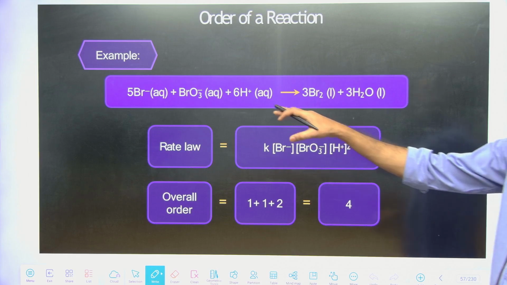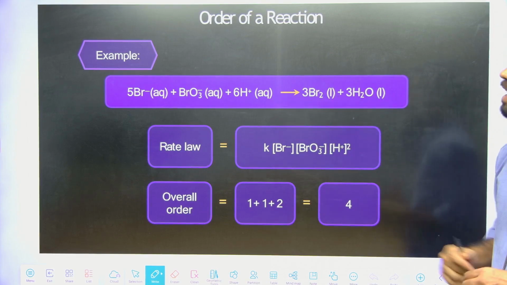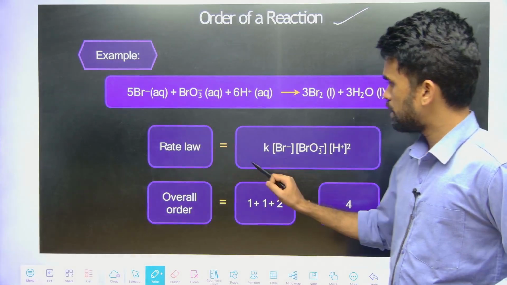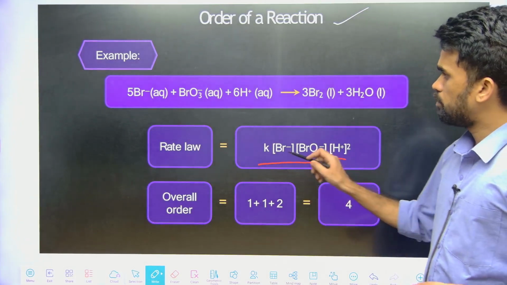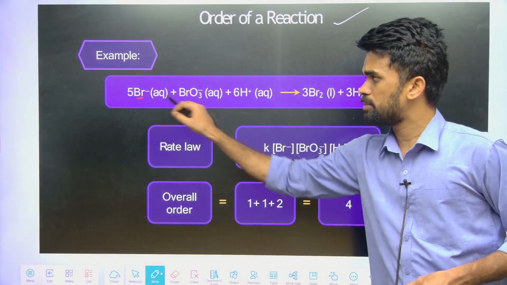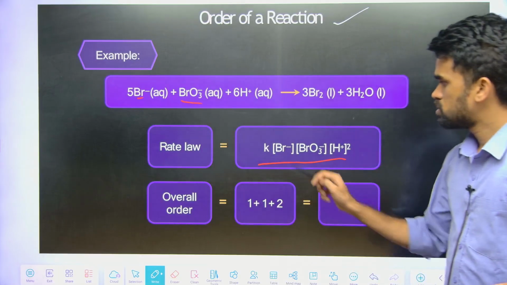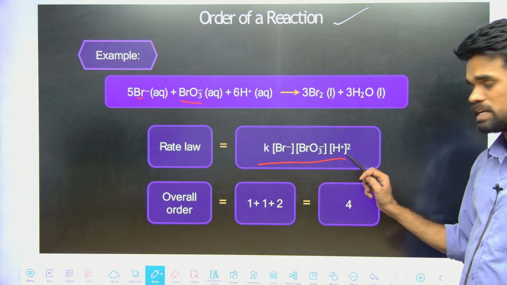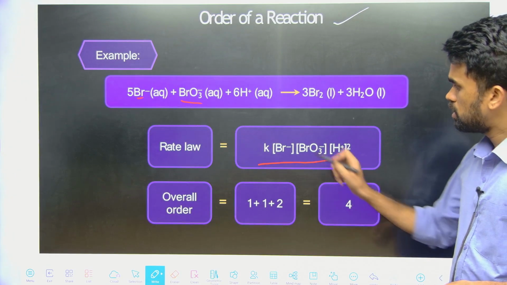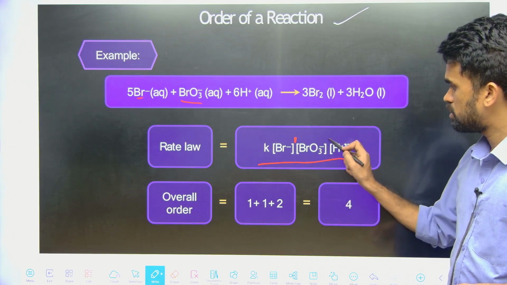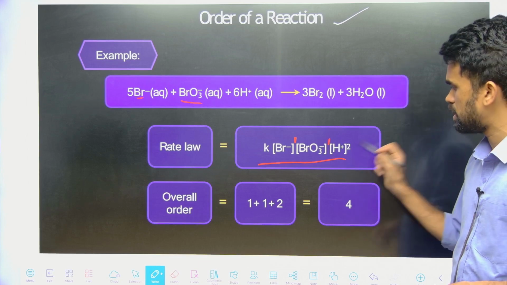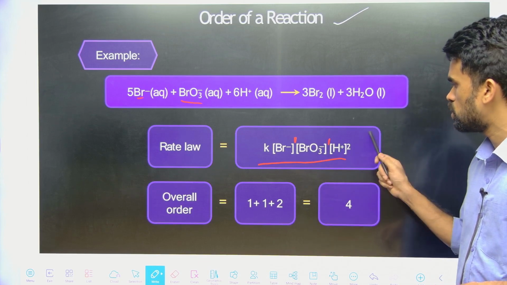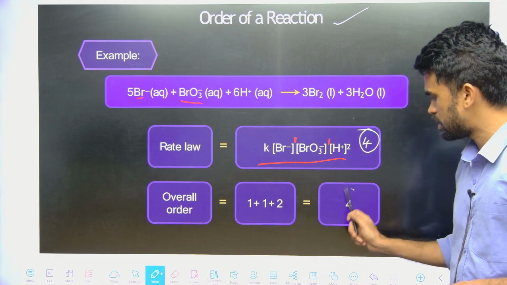For this reaction they are asking about order. So how do you do? So you can write the rate law like this. What are the reactants we have? Br minus, BrO3 minus and H plus. So you can write concentration of Br minus, concentration of bromate ion, concentration of H plus ion. Now if you observe, the order with respect to Br minus is 1, BrO3 minus is also 1, H plus is 2. So overall sum is how much? 1 plus 1 plus 2, it is 4. The overall order of that reaction is 4.